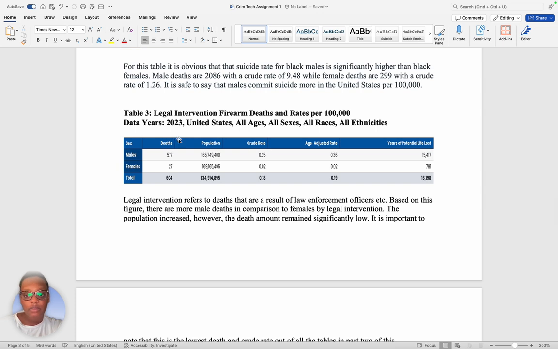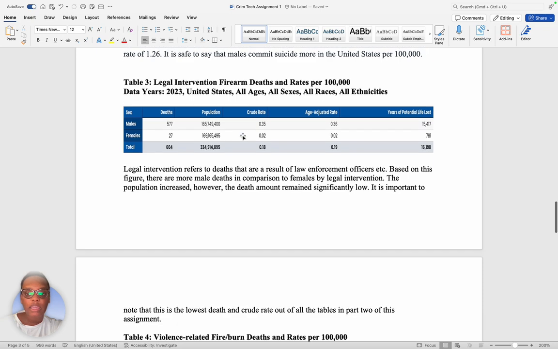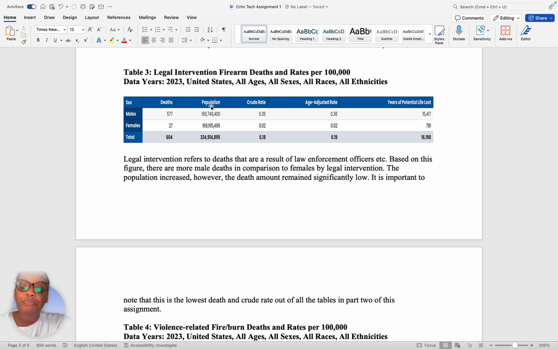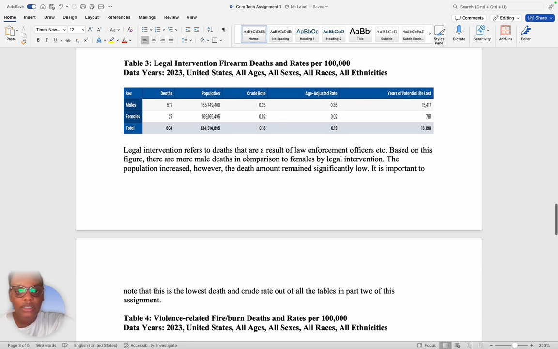Table 3. Table 3 is death by legal intervention, specifically firearms. The year is 2023. United States, all ages, all sexes, all races, all ethnicities. Legal intervention refers to deaths that are a result of law enforcement officers, etc. Based on this figure, there are more male deaths in comparison to female deaths by legal intervention. The population increased, as you can see right here. However, the death amount remains significantly low.